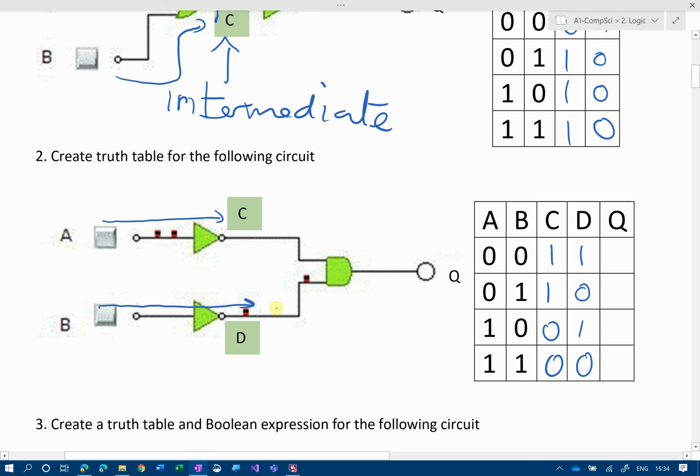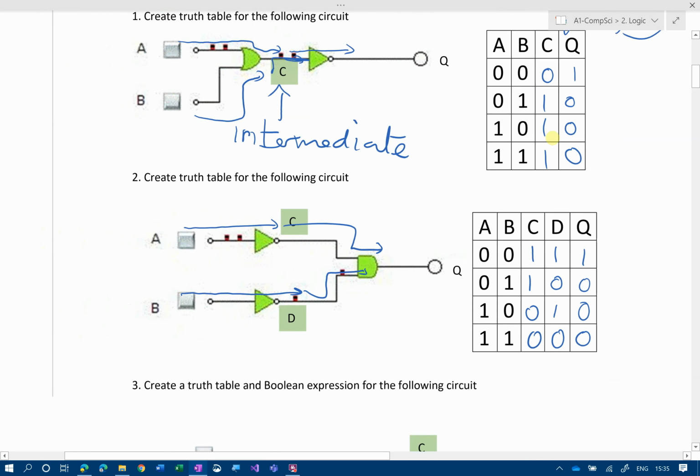Right. So we then have an AND gate. What are the inputs for our AND gate? Well, I'll just follow it back. It's C and it's D. So that is the ANDing of C and D. So that's a 1, 0, 0, 0. So there's our truth table for that one done.